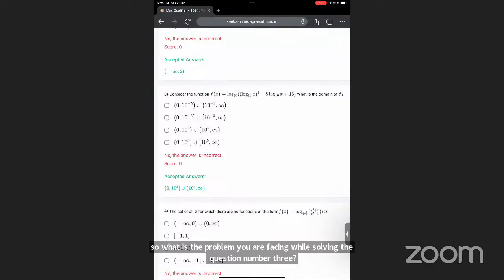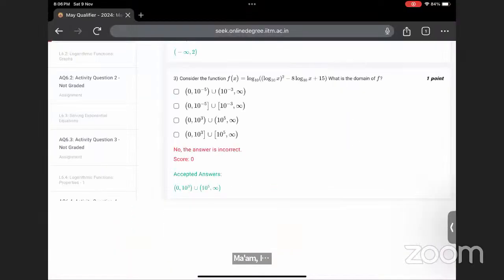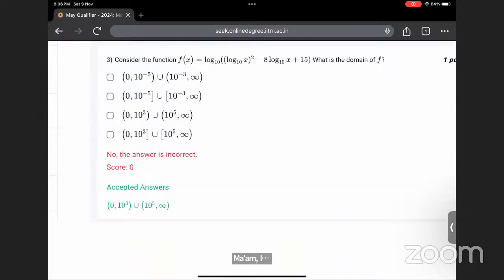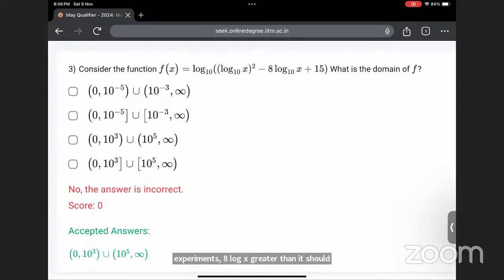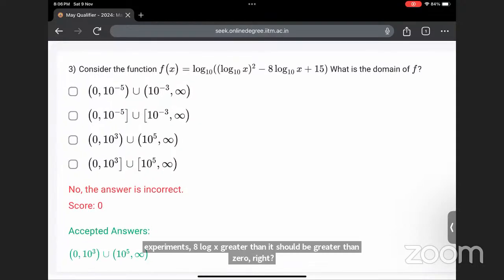Put the thing which is inside the bracket, log 10x, greater than 0. It should be greater than 0, right? As the domain... yes. Then how will we solve that inequality?